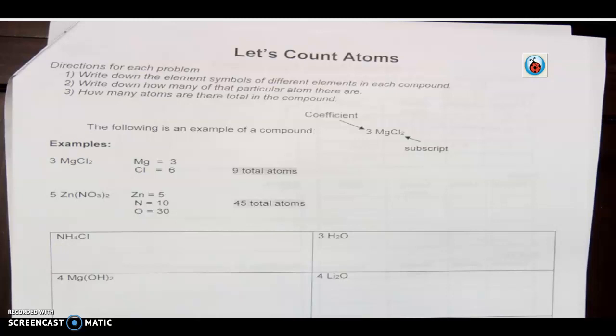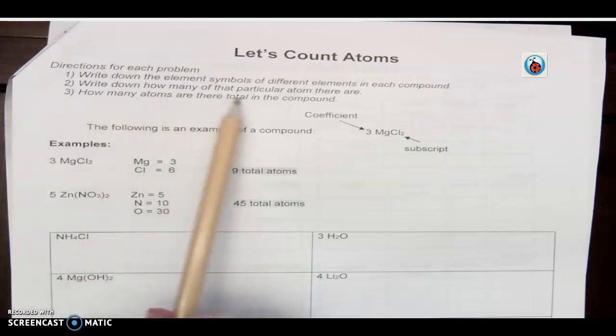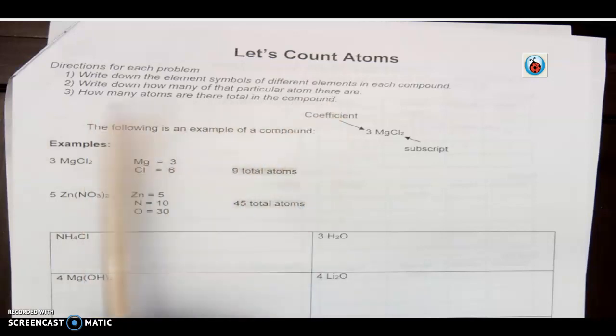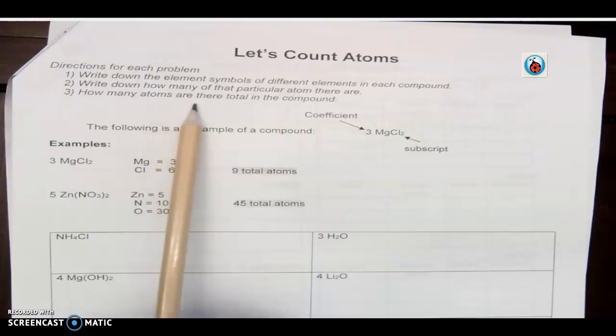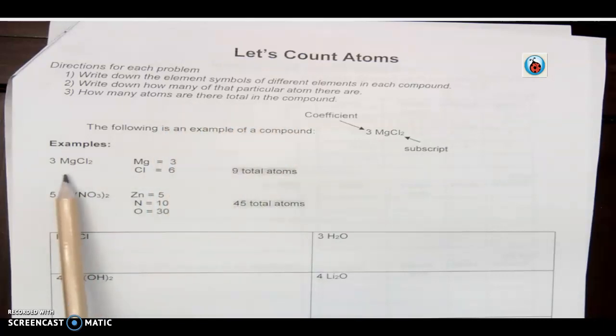All right, let's count atoms. So here's our directions. We're going to write down the element symbols of different elements in each compound. We're going to write down how many of that particular atom there are and how many atoms are there total in the compound. Okay, so let's take this first one for example.